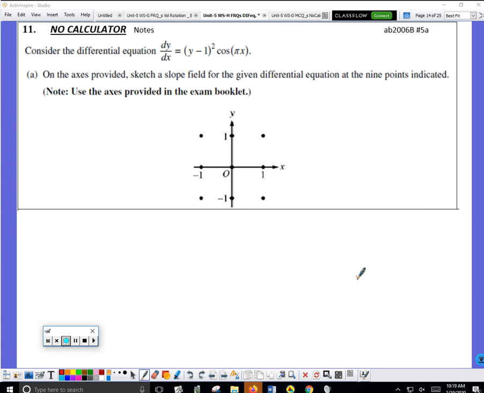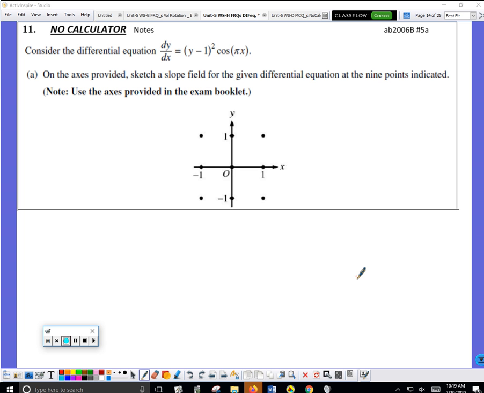Okay, once again, reminder, just because it says consider the differential equation doesn't mean you're not supposed to solve it. It just says consider. Okay, it says on the axes provided, sketch the slope field. Prior to this moment, you've never sketched a slope field in your life. It's one of the easiest things you'll ever do.